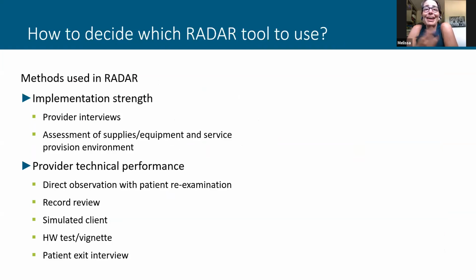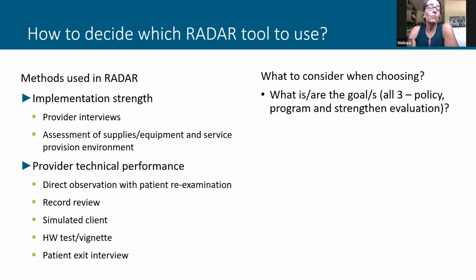So in deciding which RADAR tools to use, we have lots that we've used that you'll hear about, and Elizabeth will go through them quite granularly. We use provider interviews and assessments of supplies, equipment, and service. A lot of that is similar to what SARA or SPA uses. I think somebody said that they use SARAs or SPAs. And to measure provider technical performance, we use direct observation, record reviews, simulated client, health worker test or vignette, and patient exit interview.